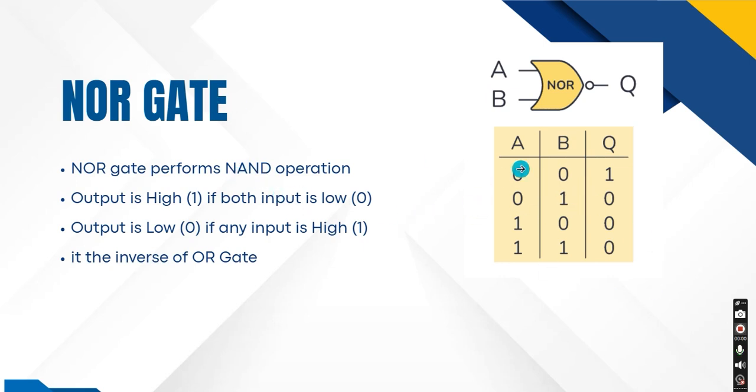Remember that the output is going to be high when what? Both inputs are low. When both inputs are low. And if there's any input which is low, then we expect the output to be high. That's the first condition. Then if any input is high, the output is going to be low. So let's keep that in mind.